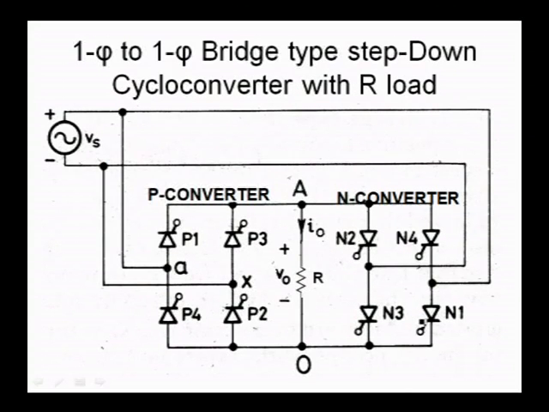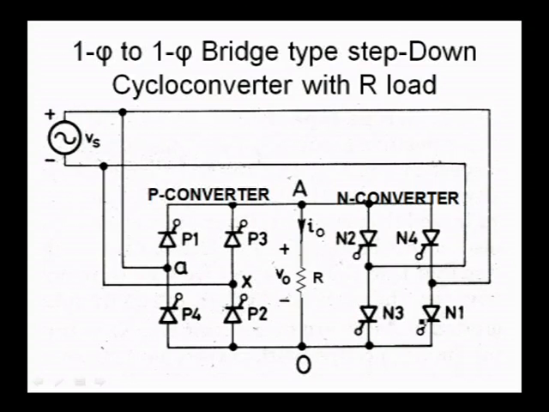So, let us take up another type of cycloconverter which is used in speed control of motors, the step down cycloconverter with R load. But single phase to single phase cycloconverters are seldom used. A major application of cycloconverters is in low frequency, high power applications. But for understanding purposes, we are studying single phase to single phase type of converters, to understand the concept of cycloconverters.